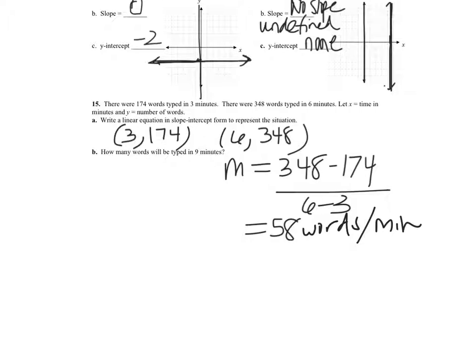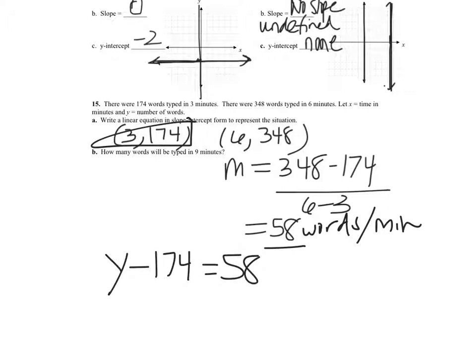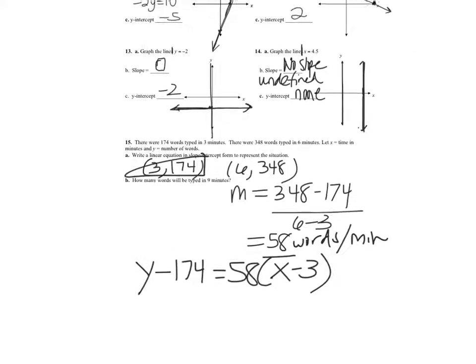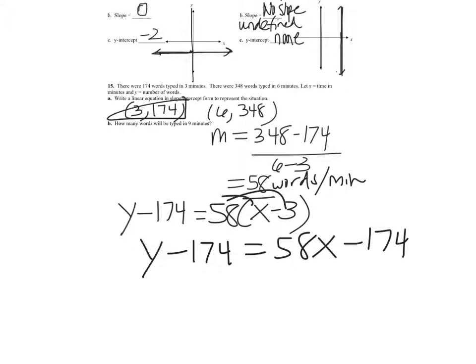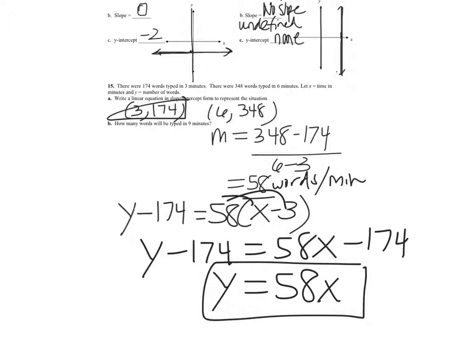From texting? All right, so let's put this into point-slope form. So here's a point, and here's my slope. I'm going to go y minus 174 equals 58 times x minus 3. And they asked for this in slope-intercept form. So we need to distribute. We get y minus 174 equals 58x minus 174. And when you add 174 over, guess what you get? Y equals 58x. Okay? And that should make sense. It's 58 words per minute.